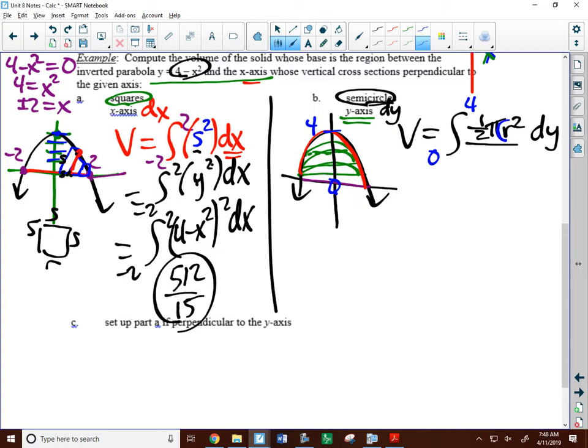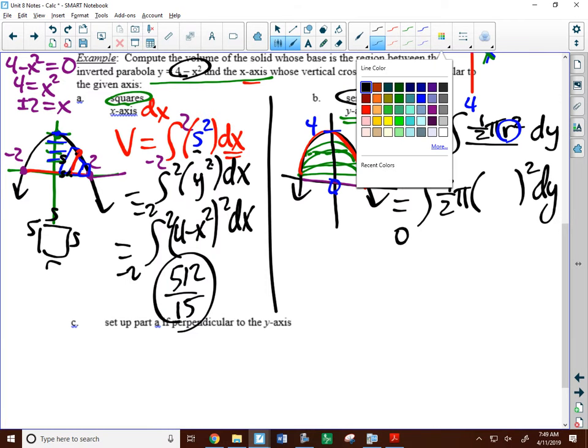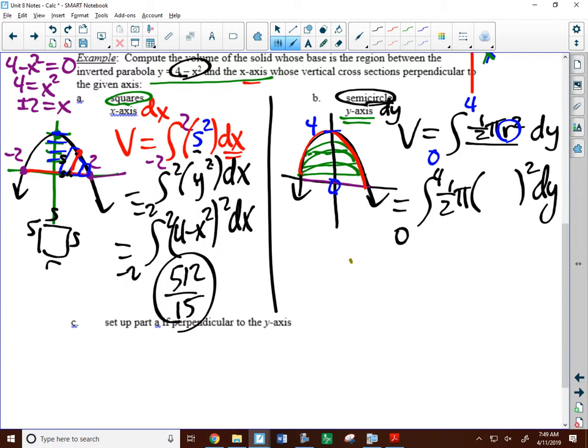Now I need to get this in terms of y. So I'm going to replace r with something and get it in terms of y. Let's rewrite this: 0 to 4, 1/2 pi. Okay, now here's what I'm going to replace r with. The radius of the semicircles is right there. Here's a picture of the semicircle, but the radius is from the center over to there. What can I call that? From the y-axis over to the curve.